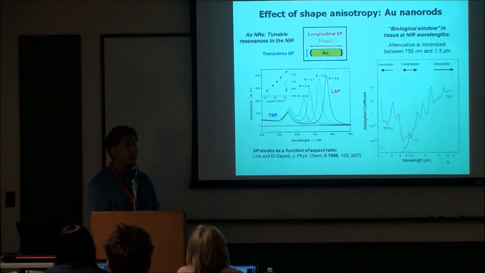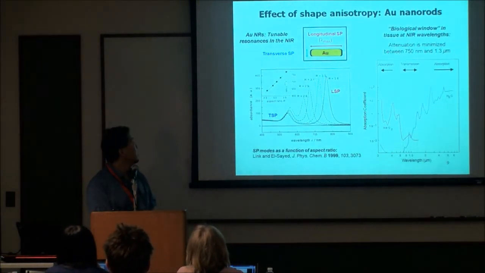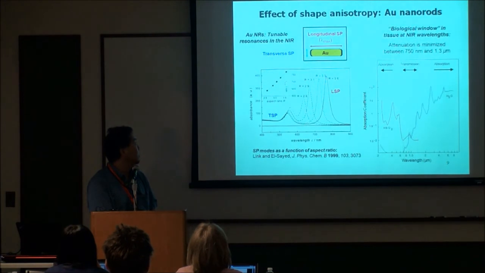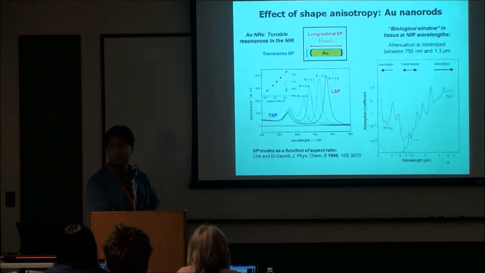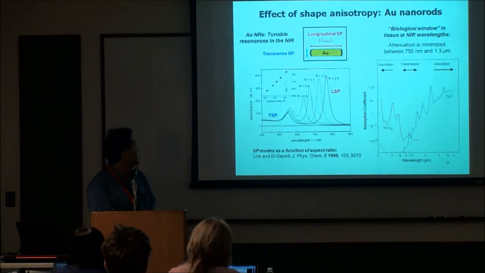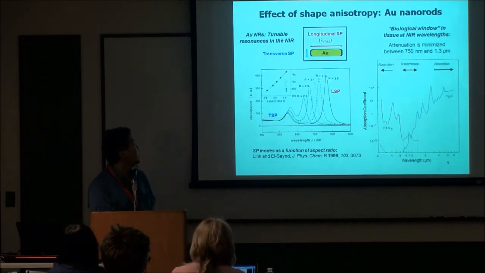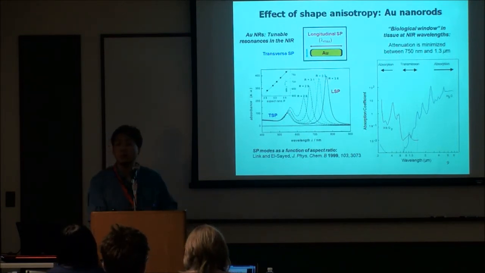Theory tells us that the ratio of the length to the width, the aspect ratio as it's called, impacts the position of the longitudinal surface plasmon. This one doesn't get impacted too much. It pretty much stays in the range of 520 to 510, but you can shift this one all the way into the near infrared region.